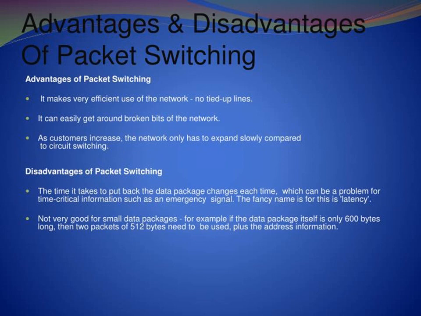Disadvantages of packet switching. First, the time it takes to put back the data packets changes each time, which can be a problem for time critical information such as emergency signaling. It is also not suitable for small data packets. For example, if the data itself is only 600 bytes long, then two packets of 512 bytes need to be used for putting in the address information, since packet switching sends data with the address information.